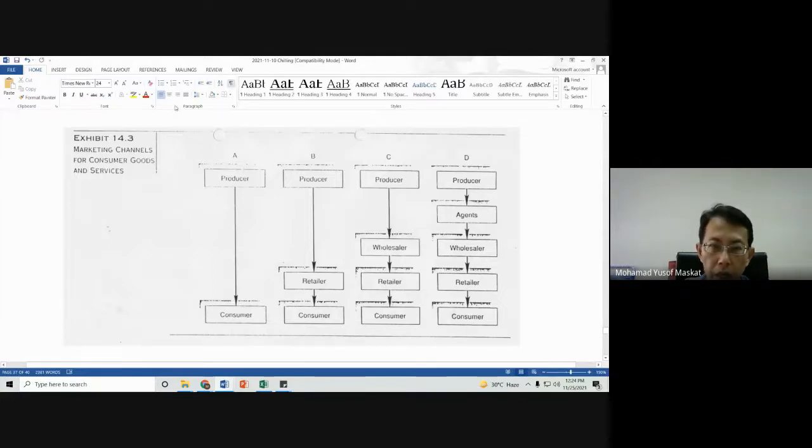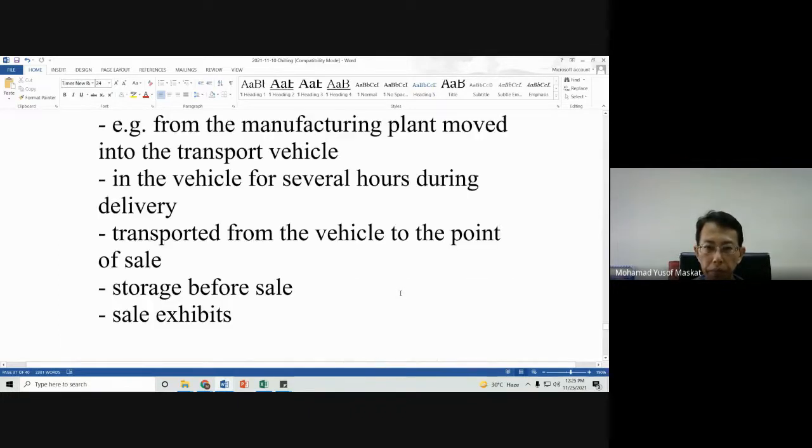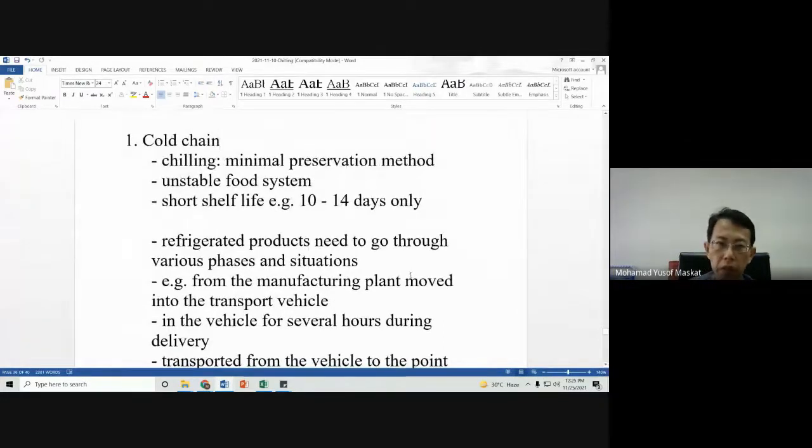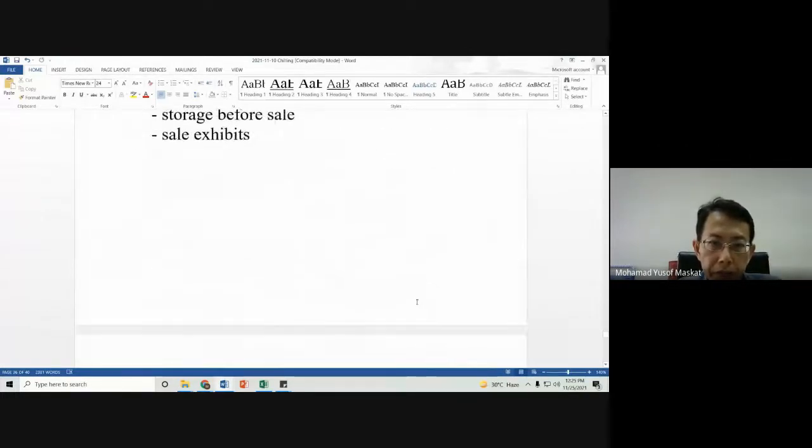So regardless of this, the low temperature has to be maintained. That is what is meant by cold chain. We have to maintain low temperature along the different stages of distribution from the producer to the consumers. That's the cold chain.